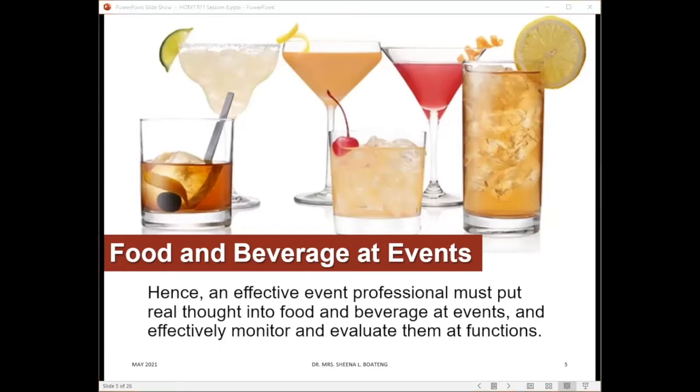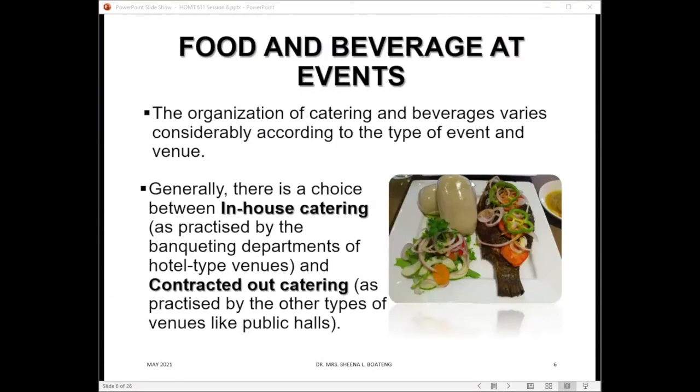Because along the line during the event, in the process of consuming these food and beverages, there are several issues that may come up, which you as the event professional need to address in order to ensure that the attendees at the event have a pleasant experience. So generally, these are the things that we will be considering in today's session.